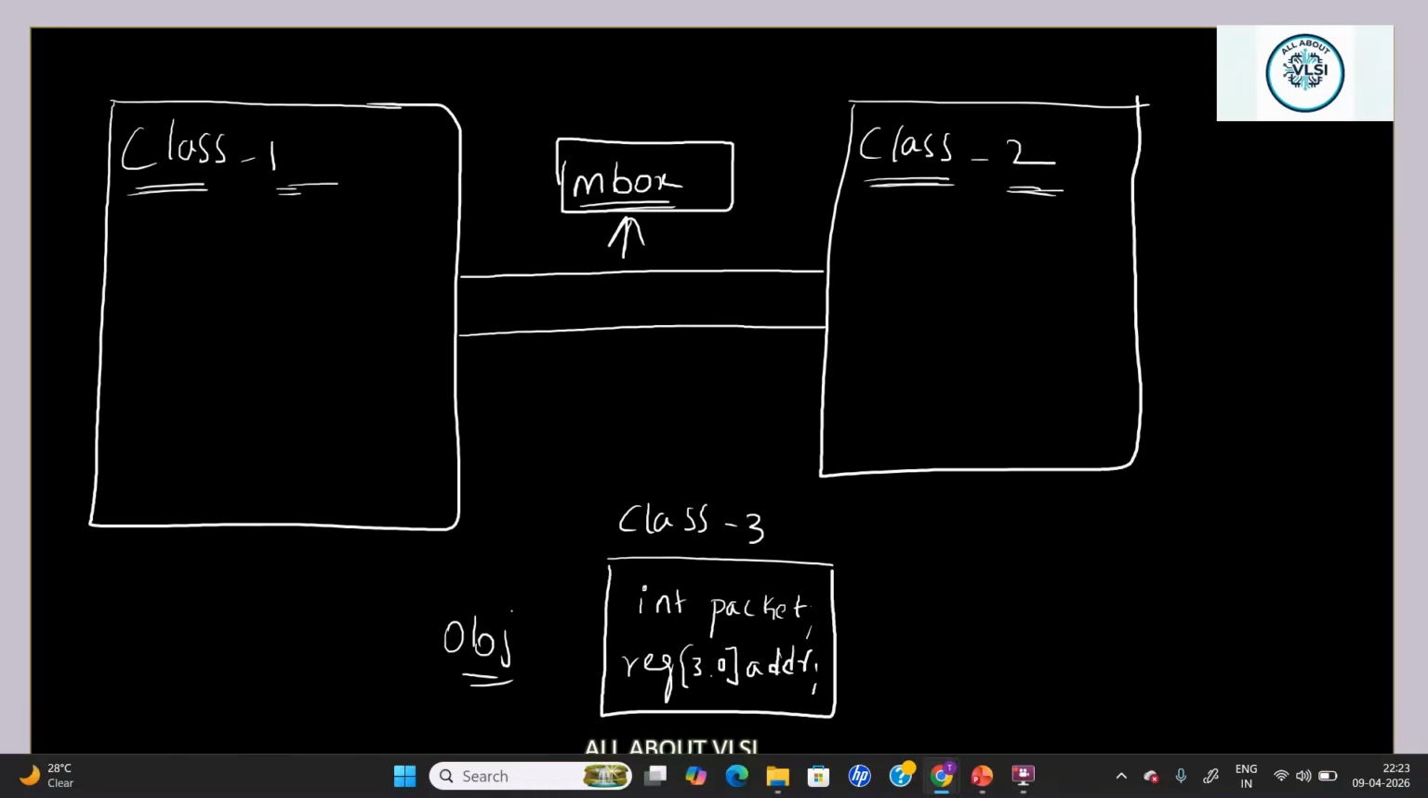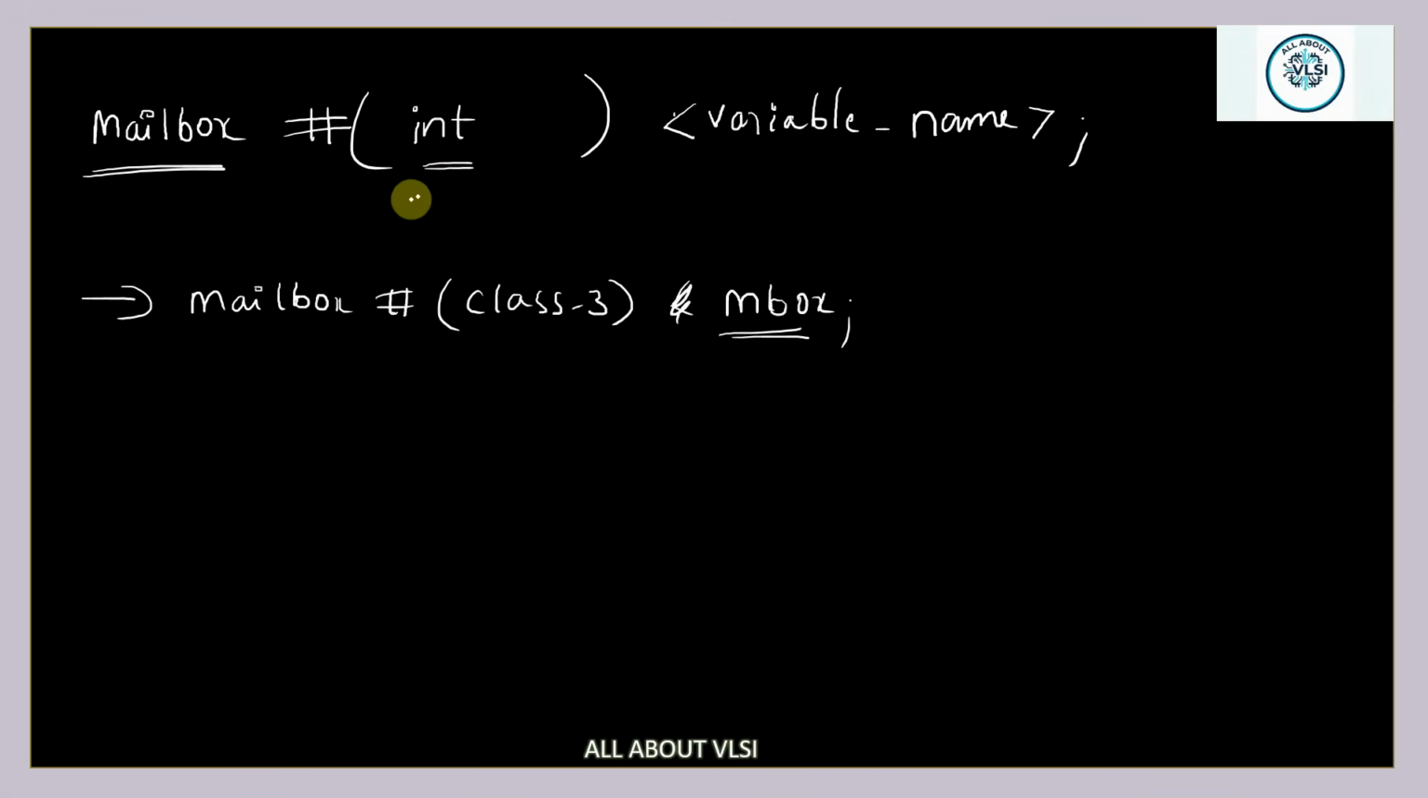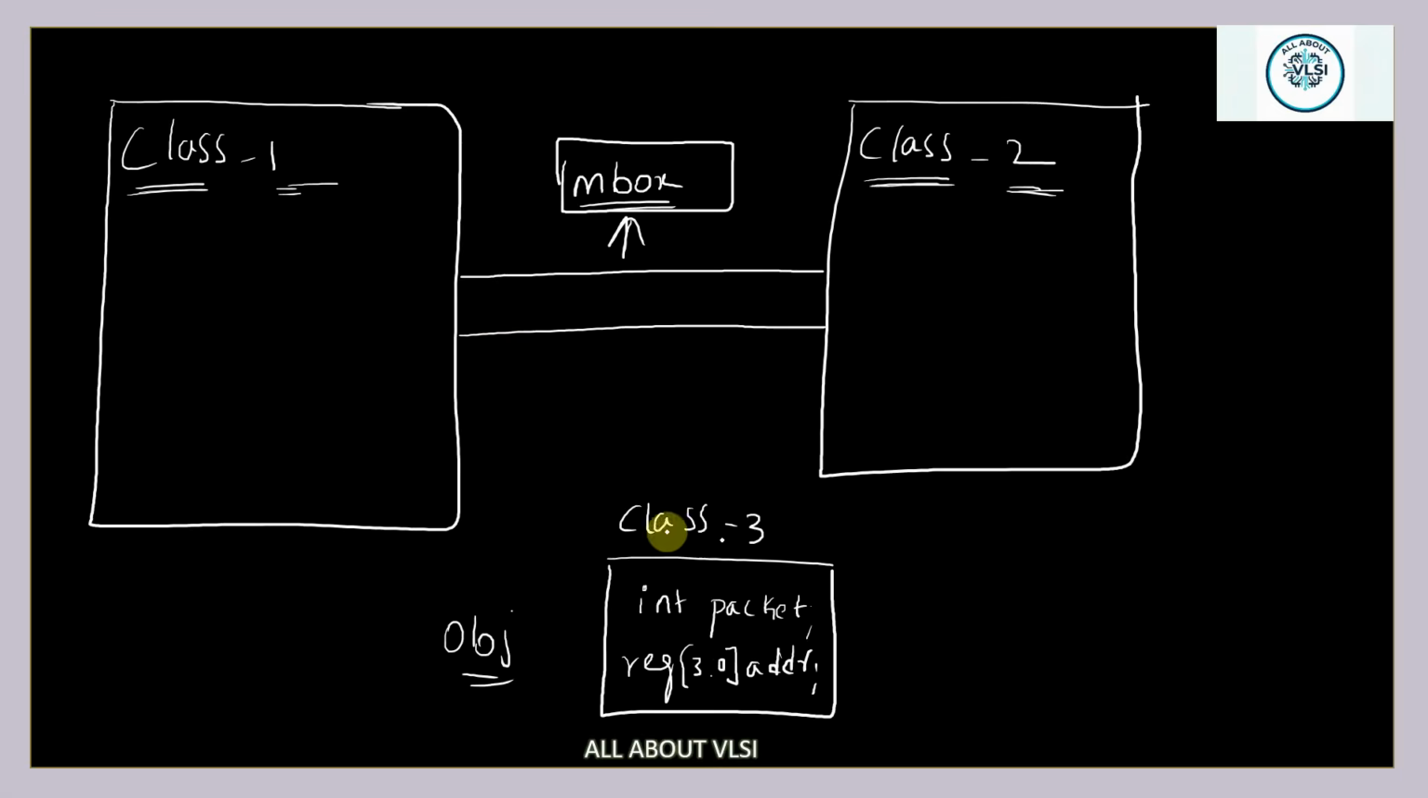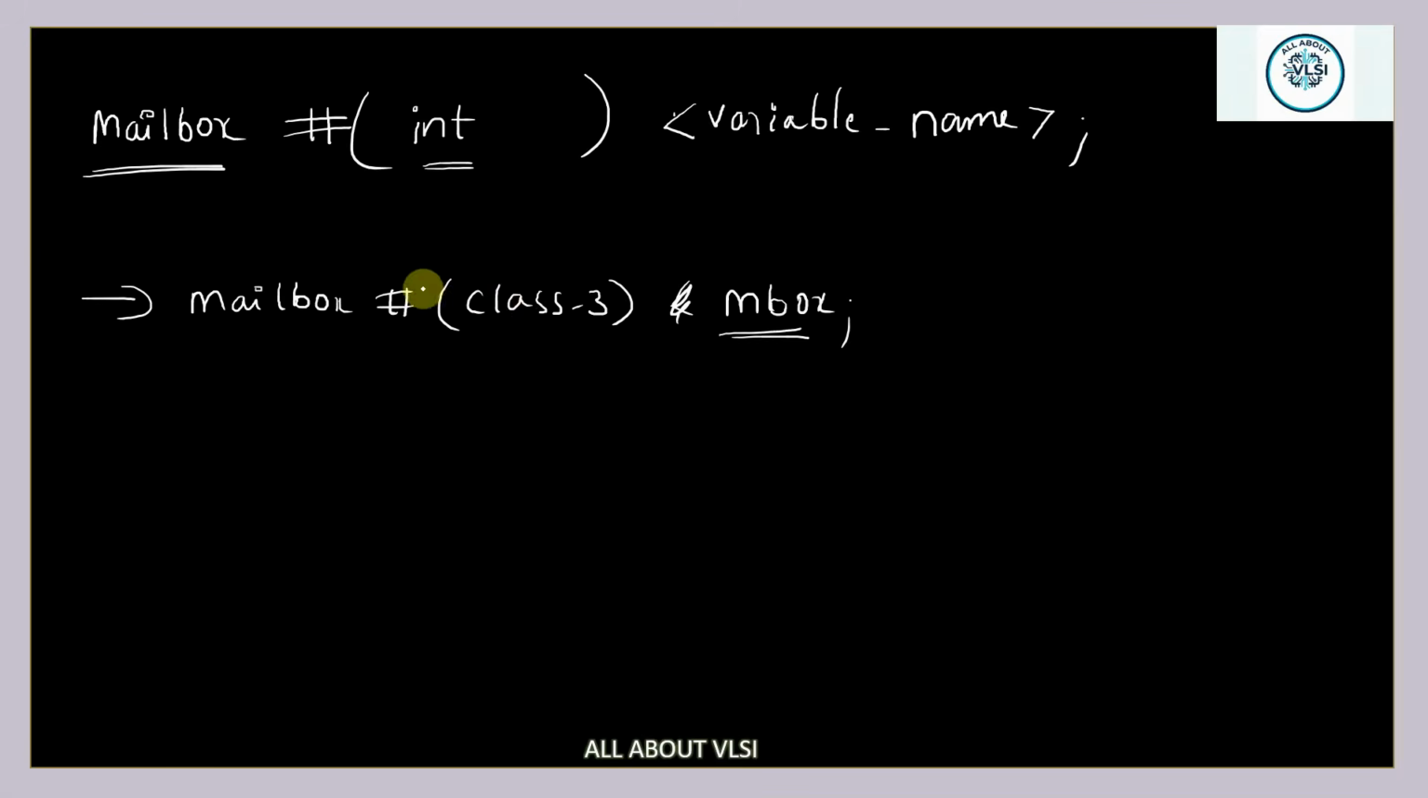Okay, so let's move forward. This is how I'm going to declare a mailbox, and this is an example where this mailbox is only accepting the class 3 object.